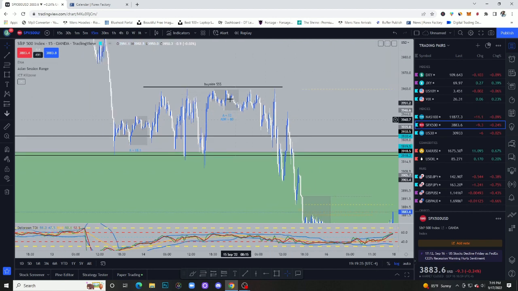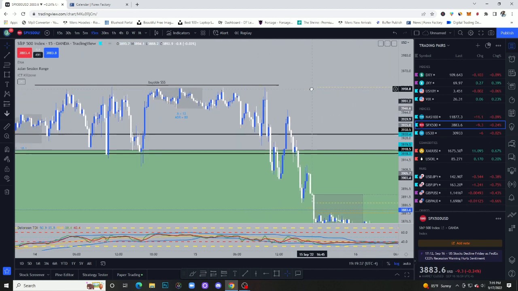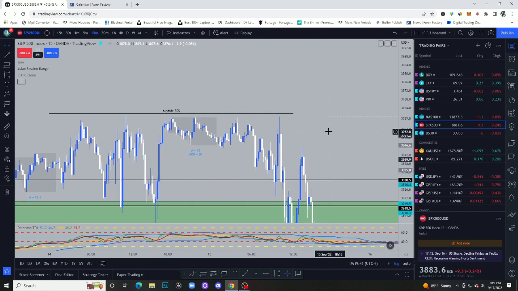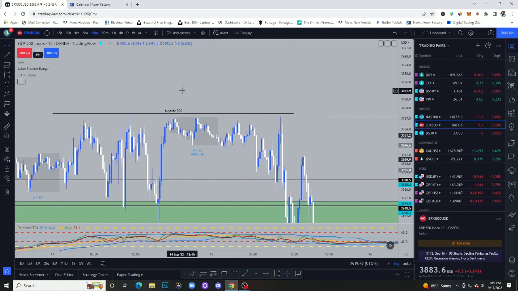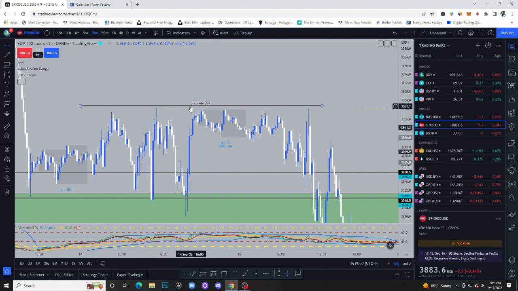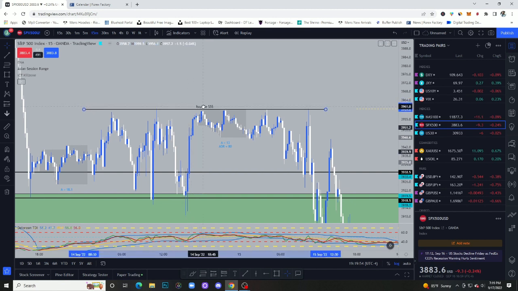This is a lot cleaner right here, or I see more opportunities in this one right here. So I go down to the 15-minute. This is where I look to take my entries. So as you can see right here, we've already identified this as buy side liquidity. If I were to clean it up a little bit right here, so we'll do this.